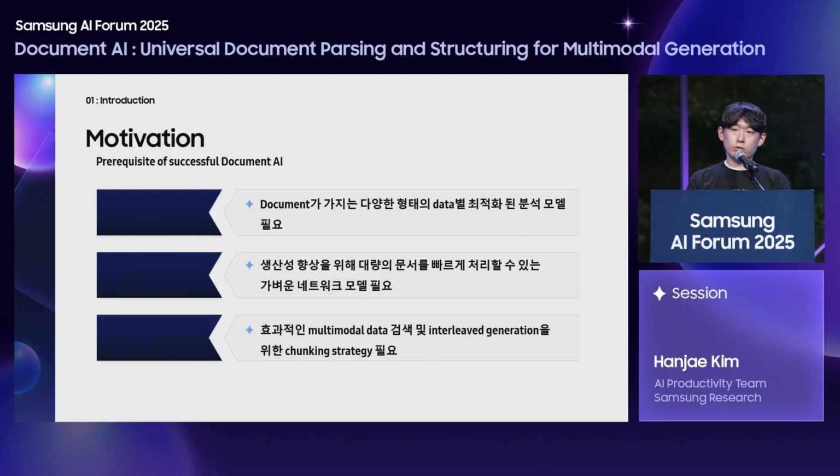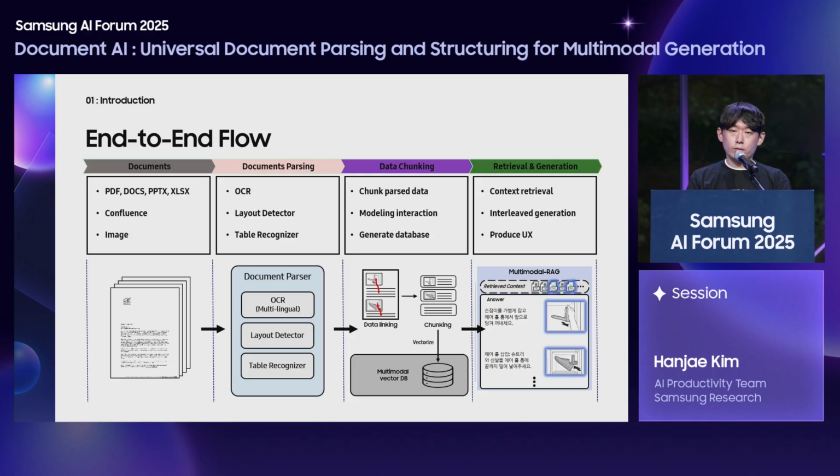So what is a successful Document AI? Let me summarize. First, as mentioned earlier, optimized analysis models are needed for various types of data that documents can contain. Second, in order to improve productivity, lightweight network models are required that can process large volumes of documents quickly. Finally, an information processing procedure, specifically a chunking strategy, is necessary for effective multimodal data retrieval and interleaved generation.